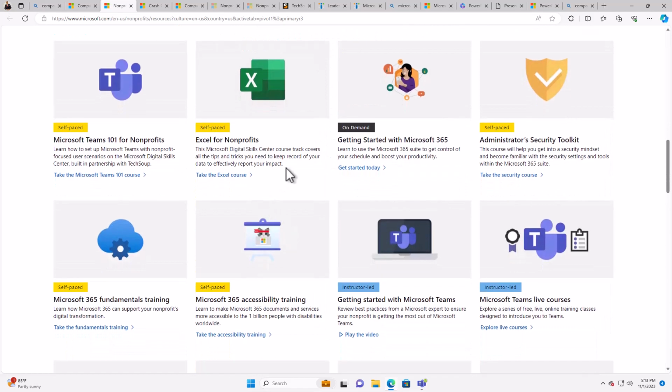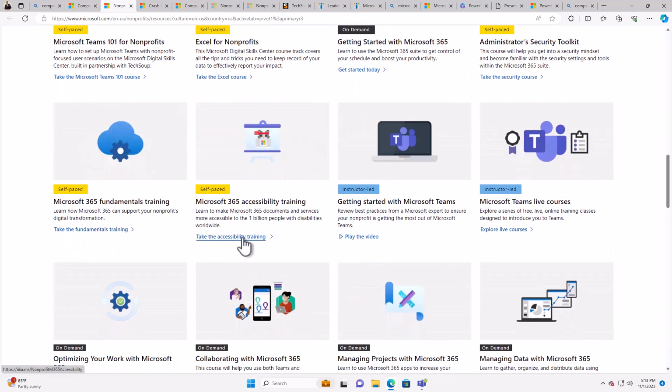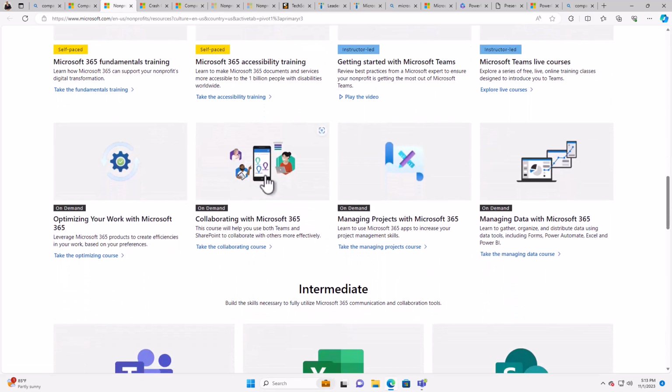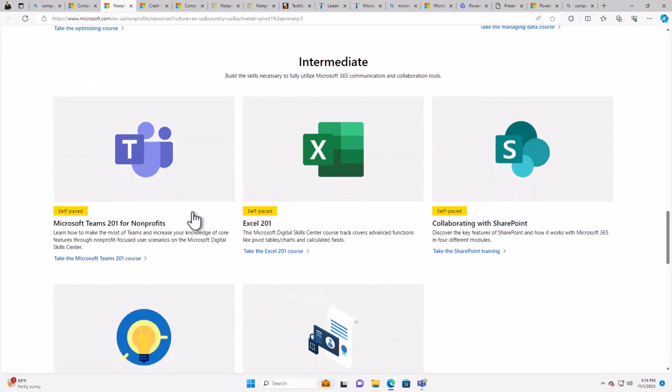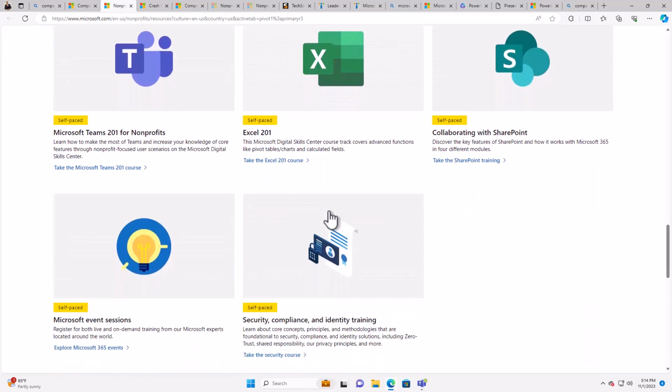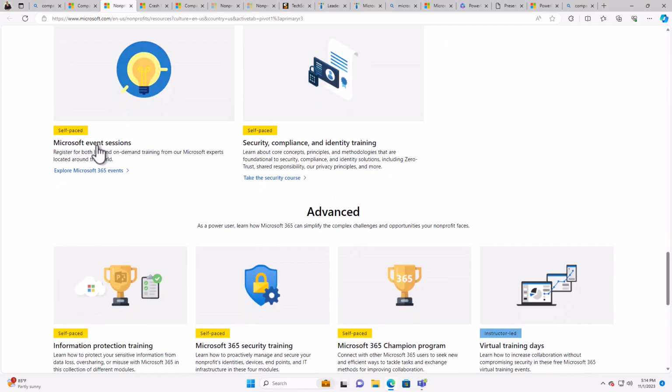You can move even to the advanced training, covering Teams, Excel, collaboration using SharePoint, training on security, compliance, and identity. You can even attend Microsoft event sessions that provide more trainings. Then we have advanced training on information protection, the Microsoft 365 security training, and the Microsoft 365 Champions program. Then we have different Microsoft virtual training days also that you can leverage. You can join those trainings and you will learn more on how to maximize the subscriptions that you have.